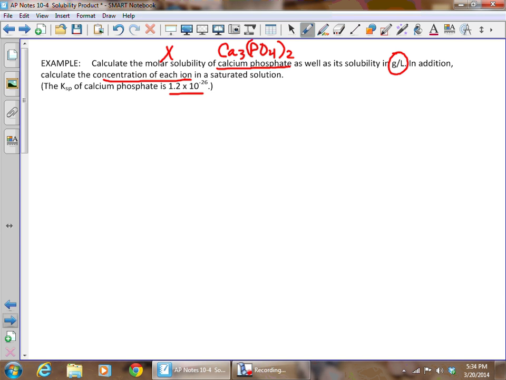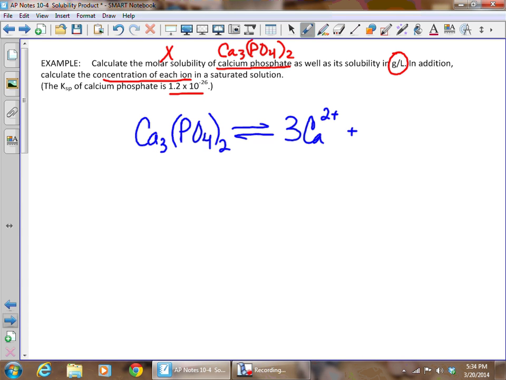So starting our reaction, we know that calcium phosphate, as it slightly ionizes in water, is going to form 3 calcium ions and 2 phosphate ions.